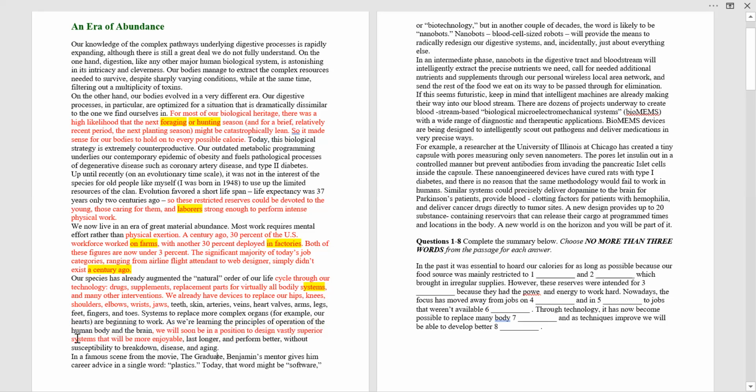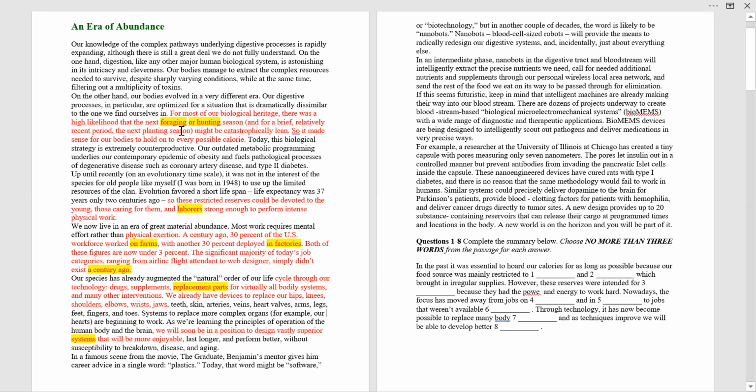Yeah, so this word system is the answer. I'm highlighting this word particularly. And then which word? Replacement parts. So only parts we will be picking up because we got the word replace already.